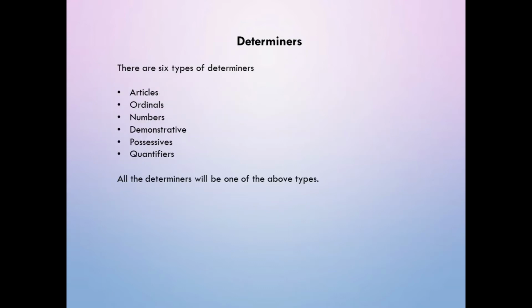Now moving on to the types of determiners. There are totally 6 types of determiners. They are articles, ordinals, numbers, demonstrative, possessives and quantifiers. Now we will be learning each of these in detail. இந்த லிஸ்ட் பார்த்தாலே உங்களுக்கு தெரியும் இது எதுவுமே புதுசு கிடையாது. Articles, ordinals, numbers இது எல்லாமே நம்ம முன்னாடியே பார்த்துட்டோம். So what actually we are going to see is how these serve as determiners in a sentence. All determiners will be one of the above types.